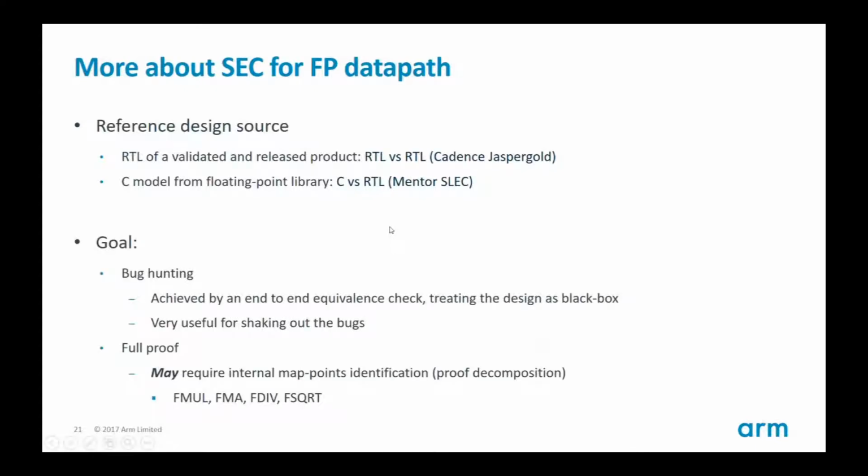And the goal for our floating point verification using formal was twofold. One was to do just bug hunting, and to enable that, we developed some end-to-end test benches, no internal cut point mapping, and the design was treated as a black box, and it was very useful in shaking out bugs early on, most of the bugs. And then in some scenarios where the designer wanted it, we worked on obtaining a full proof. And for that, we need to do a detailed proof decomposition, because an end-to-end strategy would not lead to convergence. And this was specifically true for your multipliers, your FMAs, divides, and square roots.